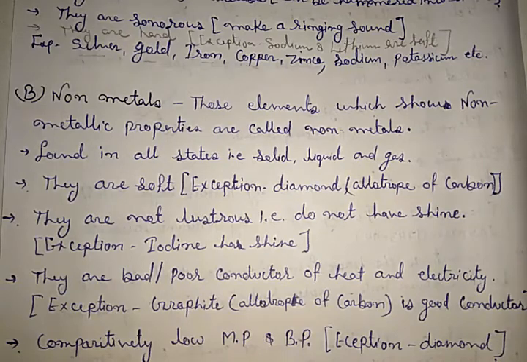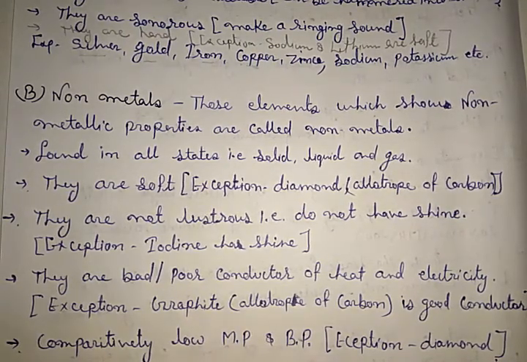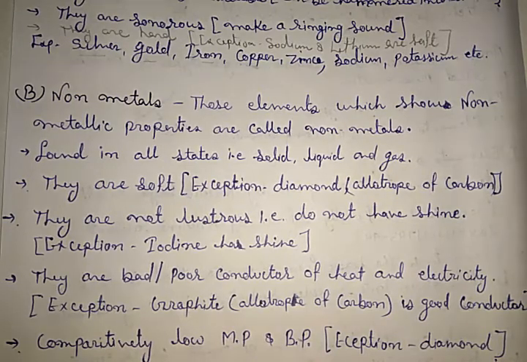As you know, there are three types of elements. One is metal, second is non-metal, and third is semi-metal or metalloids. The metals have metallic properties: they have luster, that means shine, they are ductile, they are malleable, they are good conductors of heat and electricity, they are hard, they have high melting and boiling points. They are sonorous. Those were the properties of metals.